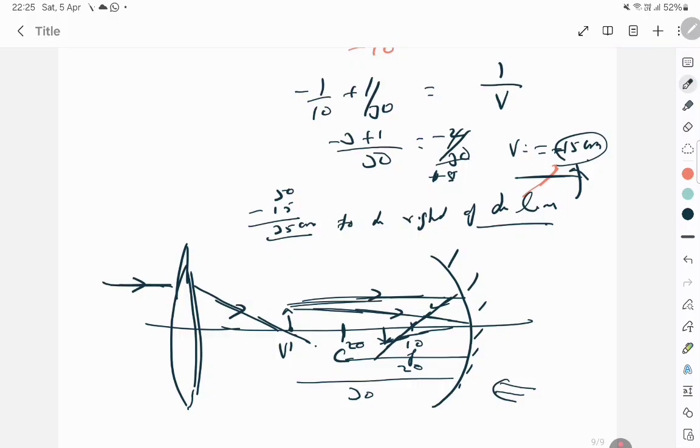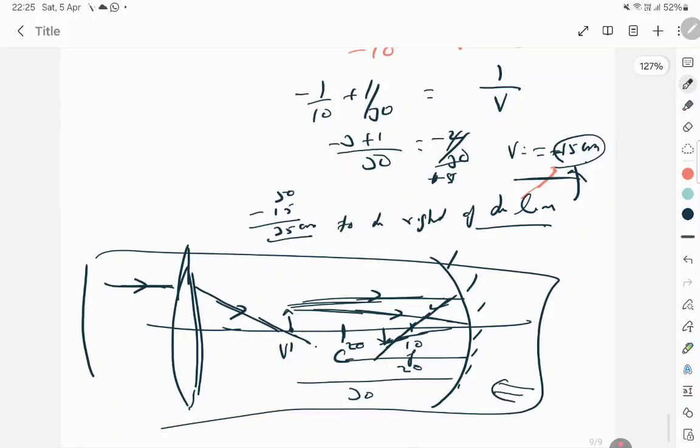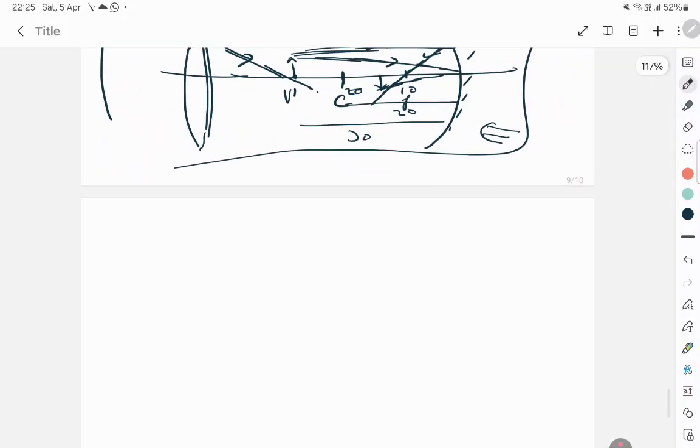I'm sure you understood. This is a perfect diagram of whatever they want us to do. You can check with their answer. They haven't specified what is the answer here. So let's go to the next sum. What's the question?